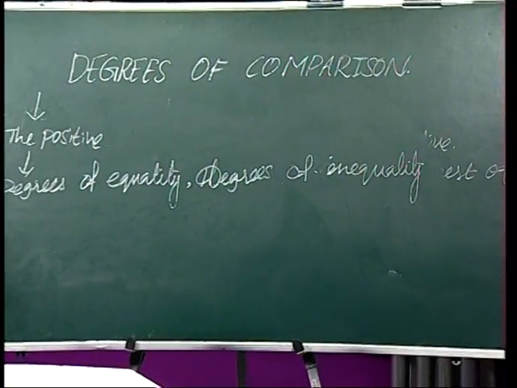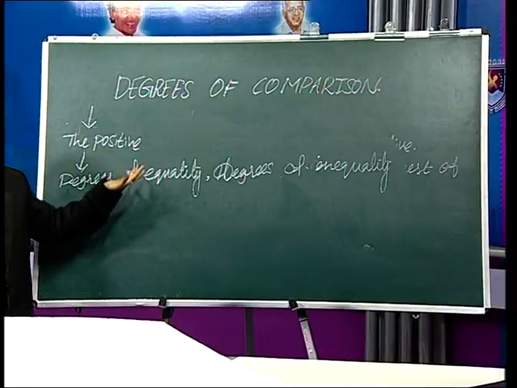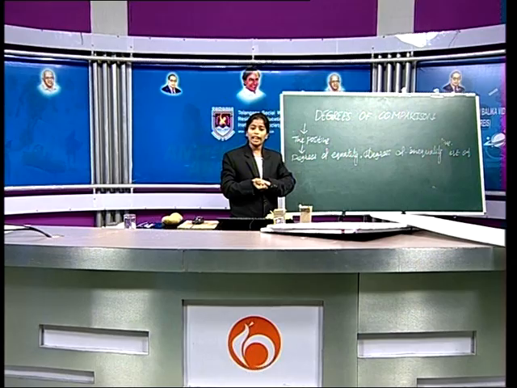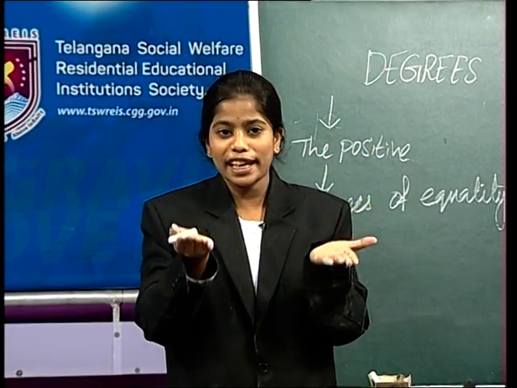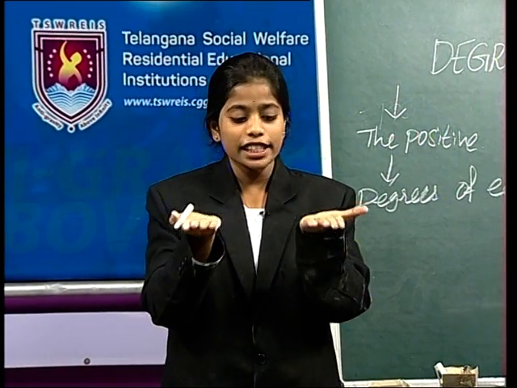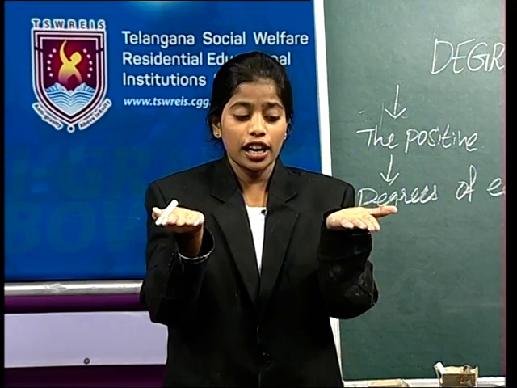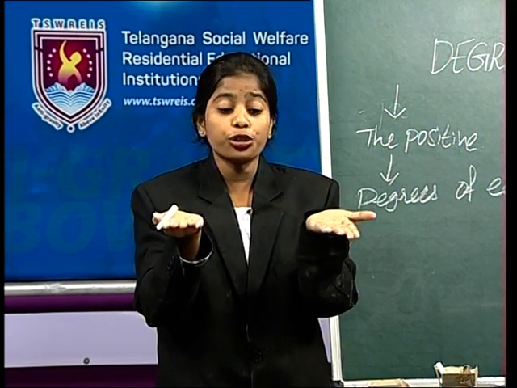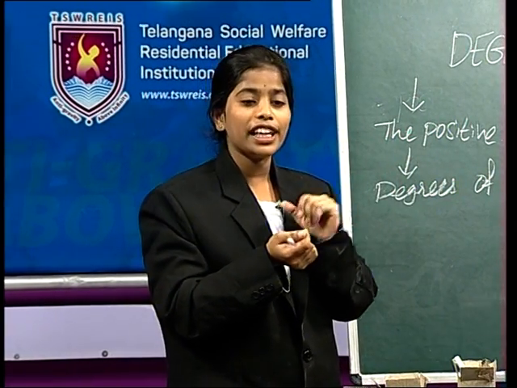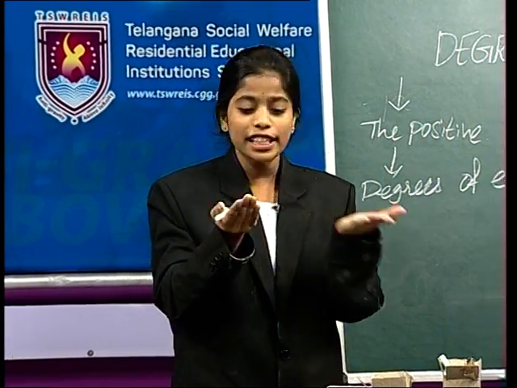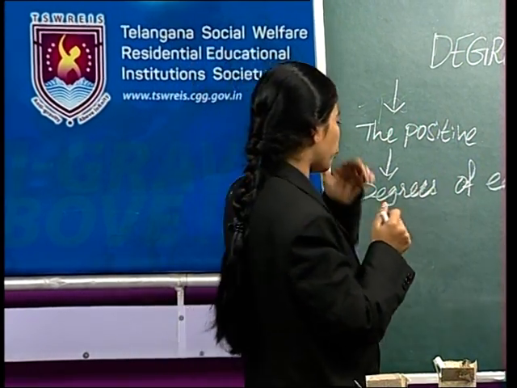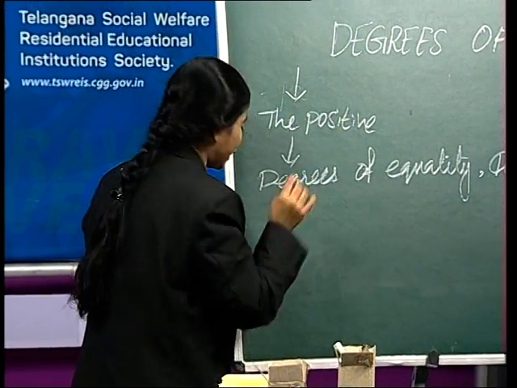So friends, let us know the examples of these degrees of equality and degrees of inequality. So what is degrees of equality? Our palms are the best example for these degrees of equality. Degrees of equality is nothing but these two palms are equal. Then what is degrees of inequality? Degrees of inequality is nothing but the inequality shows. So let us take an example for these degrees of equality.